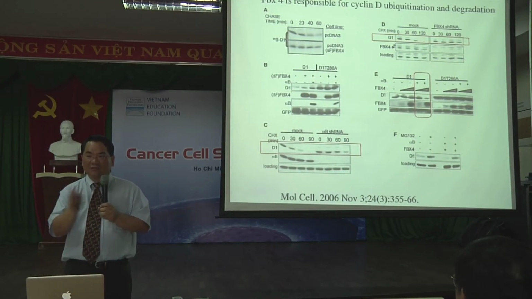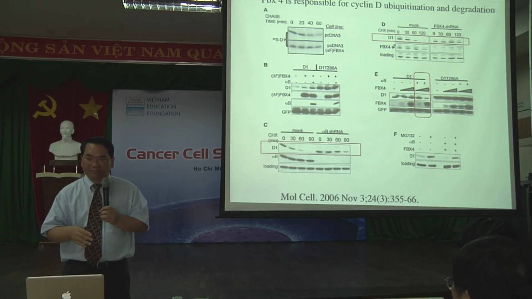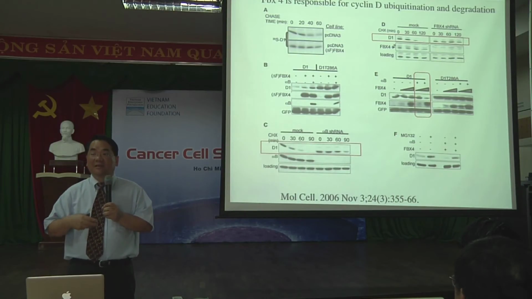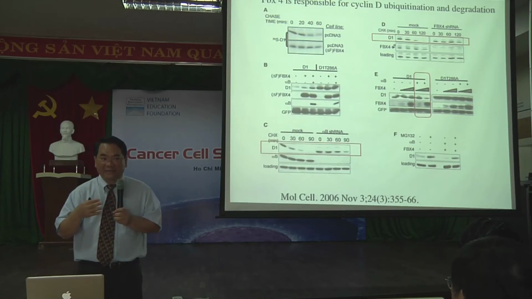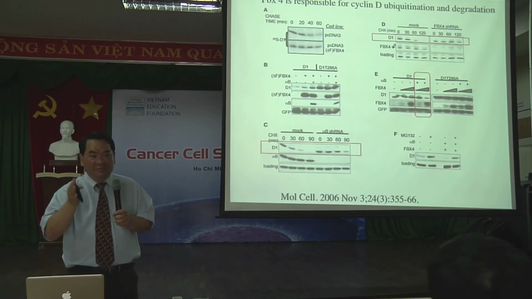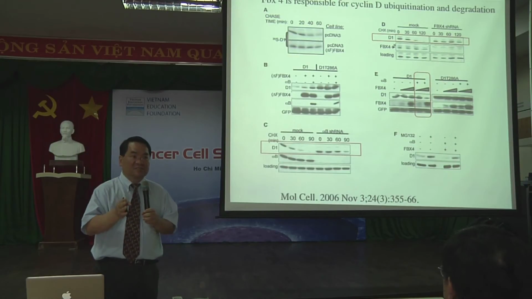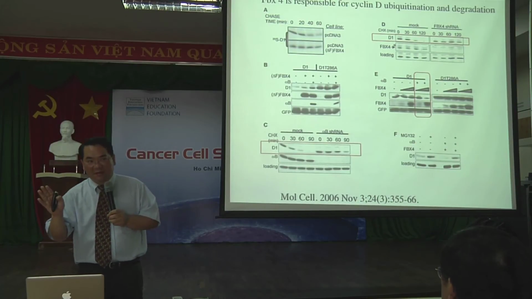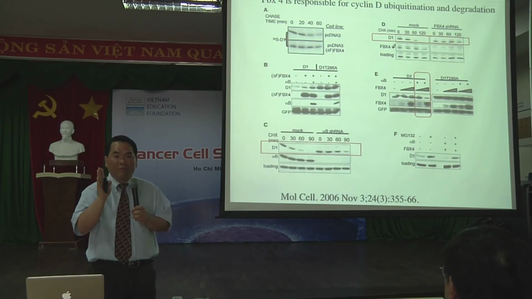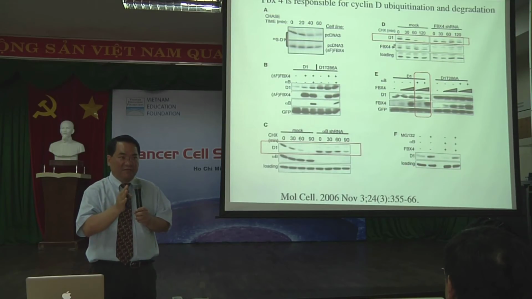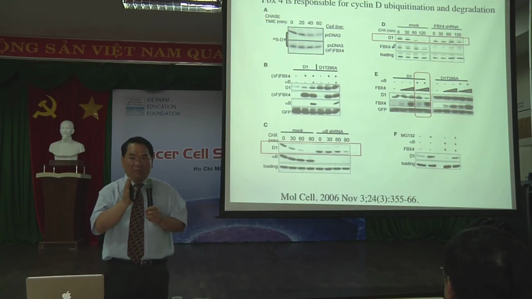And then you wash away all these isotopes, and then feed them with the cold methionine, meaning non-radiolabeled methionine. So this process we call chase, okay? Chase with cold methionine. So this is the so-called pulse chase experiment. Okay? It is able to follow the turnover of the protein. Okay? Turnover of the protein.